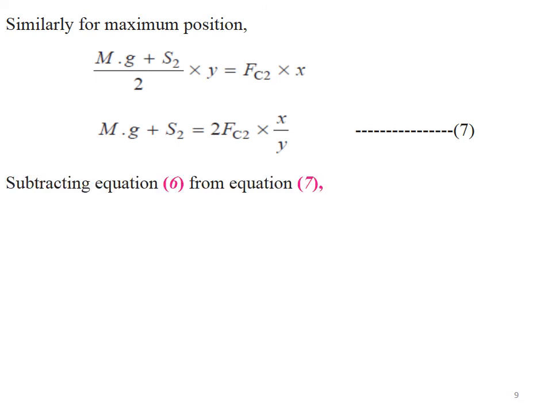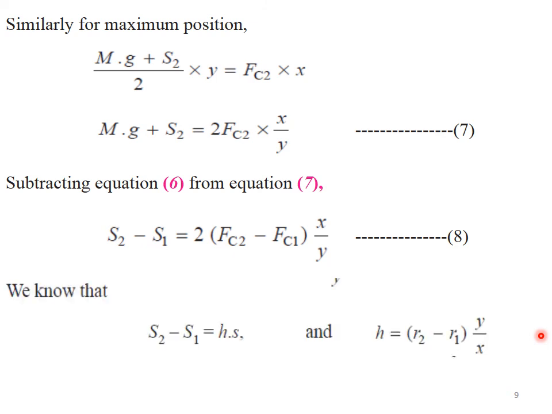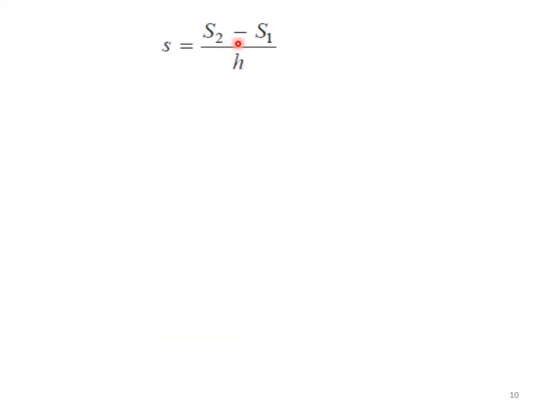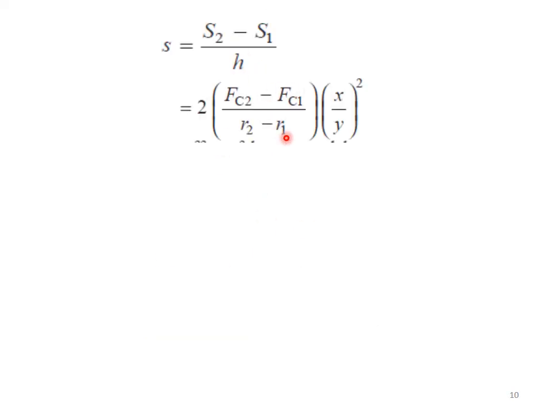Next I subtract equation 6 from equation 7. So s2 minus s1 is equal to 2 into fc2 minus fc1 into x by y. Equation number 8. We have derived previously that s2 minus s1 is equal to H into S, and H is equal to R2 minus R1 into Y by X. I substitute this in this equation. S is equal to S2 minus S1 by H. It becomes 2 into FC2 minus FC1 divided by R2 minus R1 into X by Y whole square. So this is the equation for the stiffness of the spring, S.